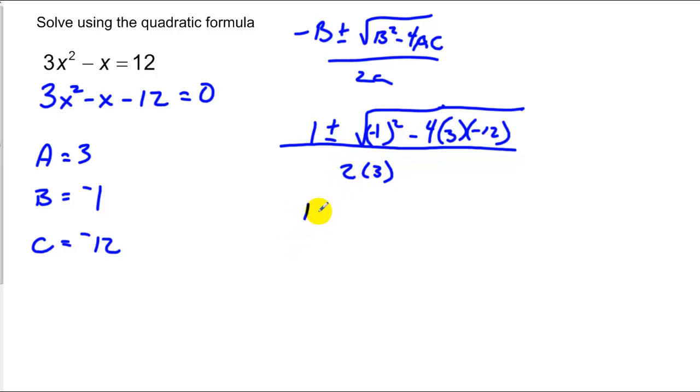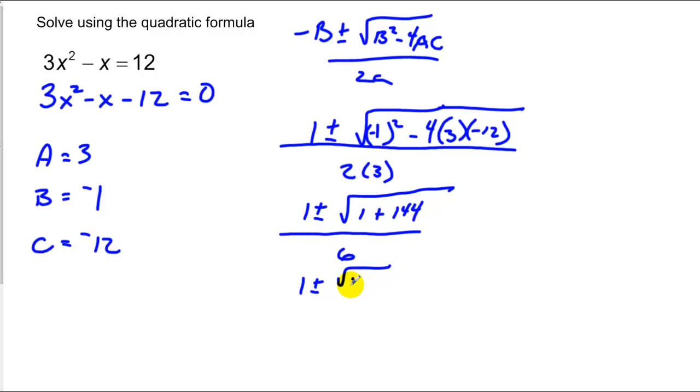So we have 1 plus or minus the square root of 1 plus whatever 48 times 3 is. It's going to be 144, over 6. So that's 1 plus or minus square root of 145 over 6. This is the exact value.